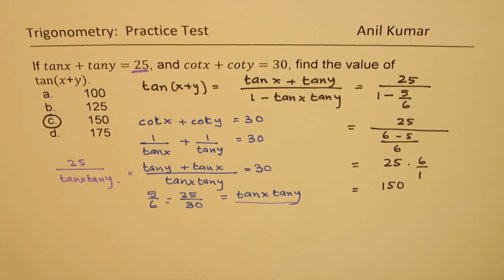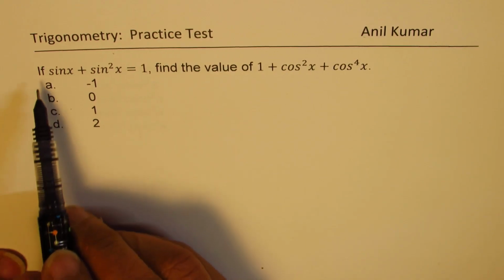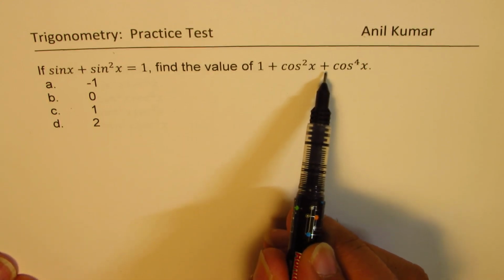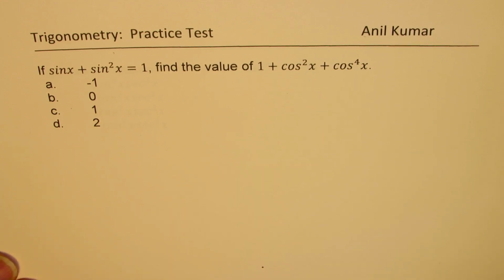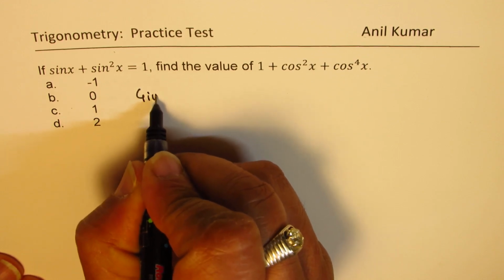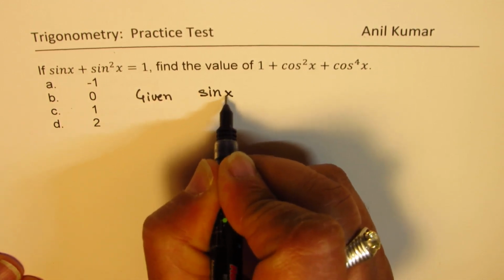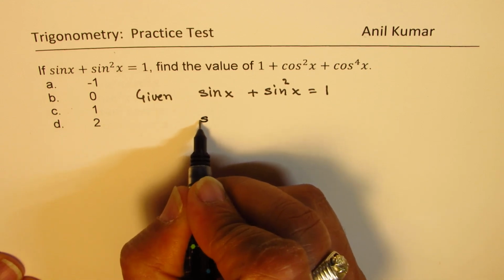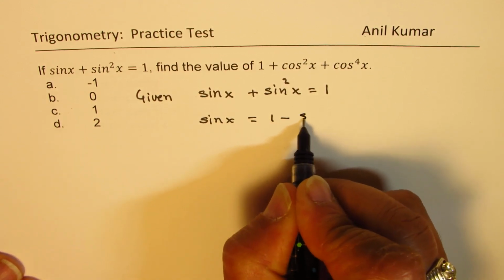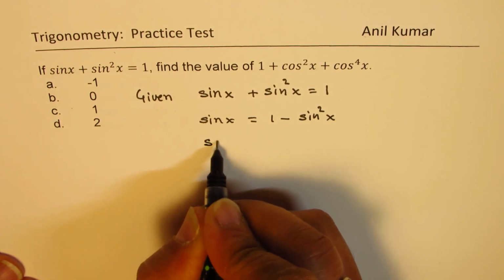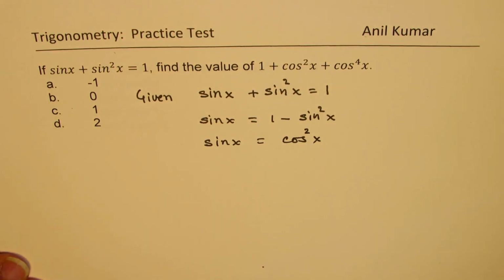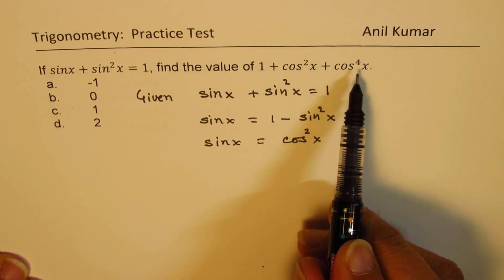Now let's take the other example. In this example, if sin x plus sin square x equals 1, we need to find the value of 1 plus cos square x plus cos to the power of 4 x. So what we are given here is basically sin x plus sin square x equals 1. Now we can write sin x as equal to 1 minus sin square x. That means sin x can be written as 1 minus sin square x, which is cos square x. Clear? So we could replace sin x with cos square x.